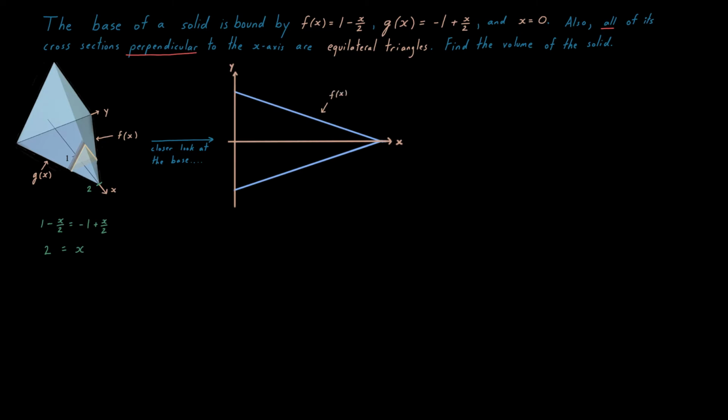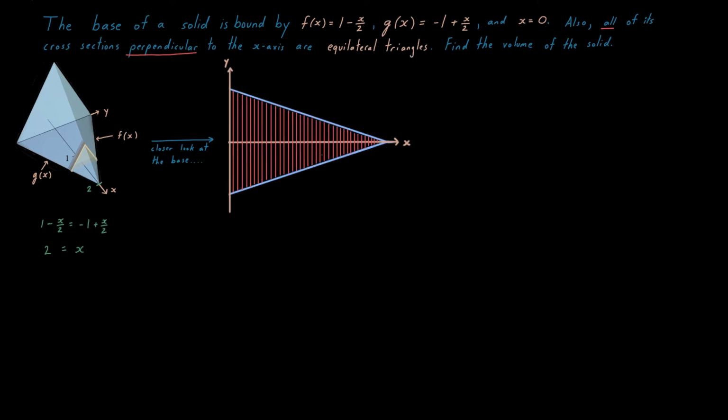So there's my F, negatively sloped. There's my G, positive slope. And G is just F times negative 1. So there's a nice symmetry here. My x-intercept is 2. And now, how do I create the solid from the base?